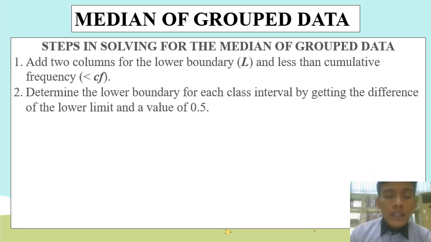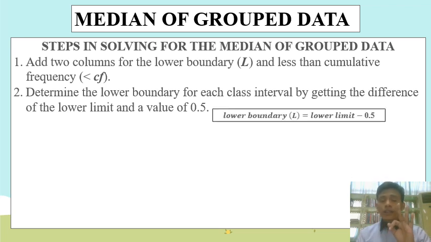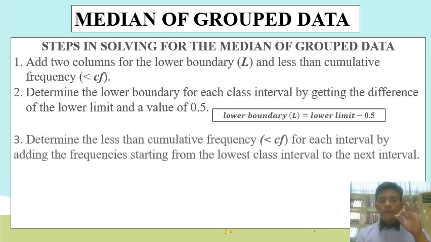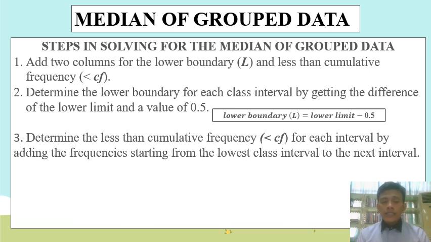Second step, determine the lower boundary for each class interval by getting the difference of the lower limit and a value of 0.5. So lower boundary is equal to lower limit minus 0.5. Step 3. Determine the less than cumulative frequency for each interval by adding the frequencies starting from the lowest class interval to the next interval.